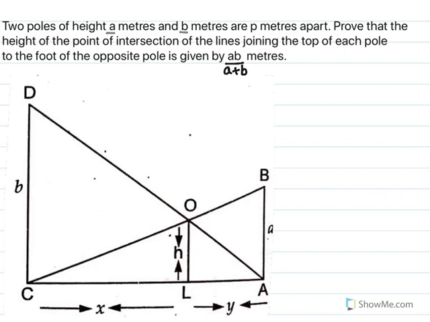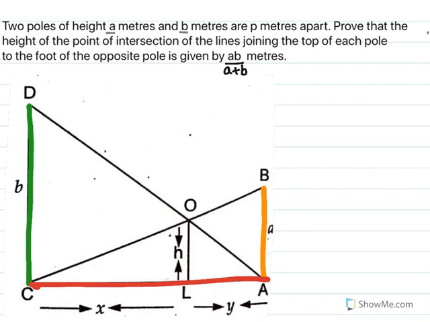Two poles of height A and B meters are P meters apart. So here we have one pole AB, A meters, and then we have CD, which is B meters, and they said they are P meters apart. So this is P. Your AC is P.